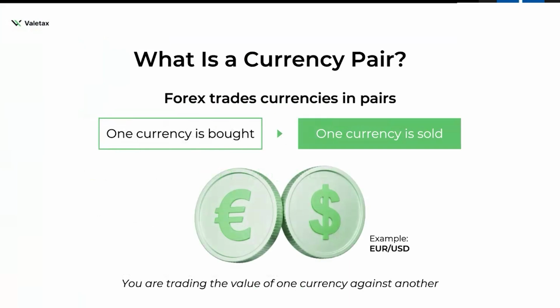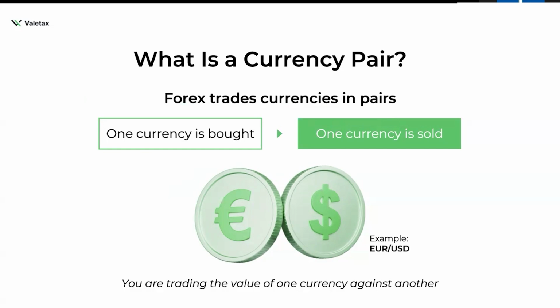So first of all, we're going to start with what is a currency pair. Forex is always traded in pairs, for example, the Euro USD. When you look at the price of the Euro USD, you're basically seeing how much of the quote currency is needed to buy 1 unit of the base currency. So one currency is bought while the other is sold. Next question we have to answer is, what is quote currency and what is base currency?